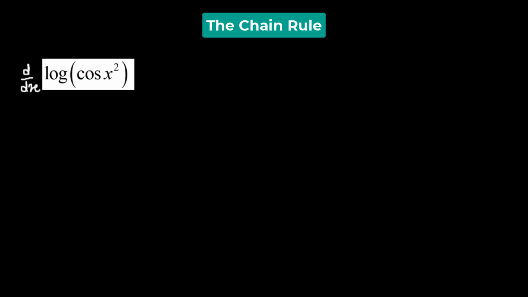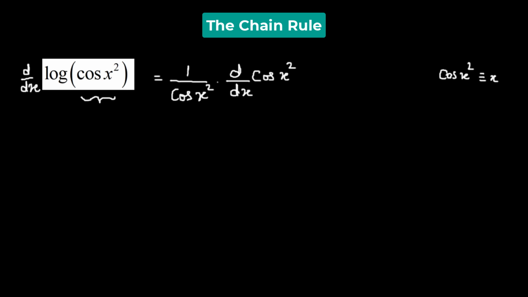So this will be equals to, so here we are going to make an assumption that cosine of x squared is equals to x. So this is an assumption, so that means we need to find the derivative of log of x. So that should give us 1 over x. So 1 over x here is cosine of x squared. Since it is not x, so we are going to multiply it to the derivative of cosine x squared.